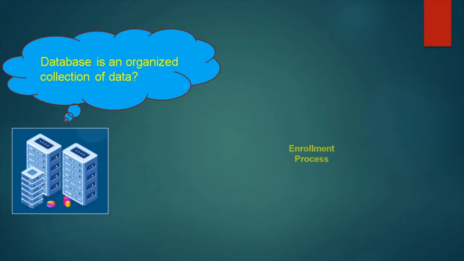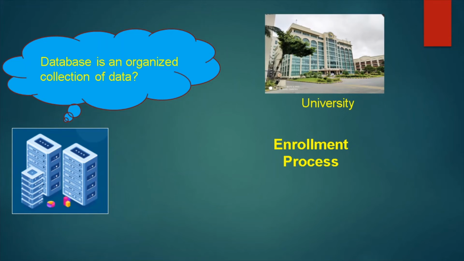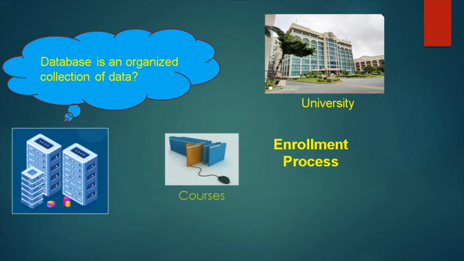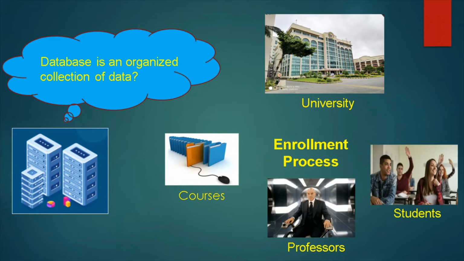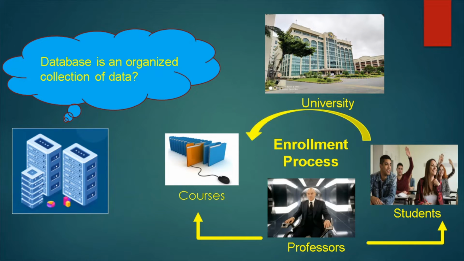Let's say, for example, in the enrollment process. There must be a school or university. The university offered courses, have professors, students, and the professors handled courses, teach students, and the students should be enrolled in the offered courses of the university. All this collection of data must be organized and stored in the database.